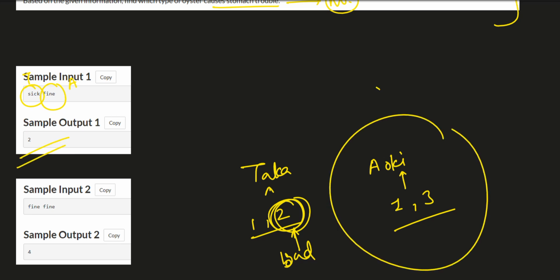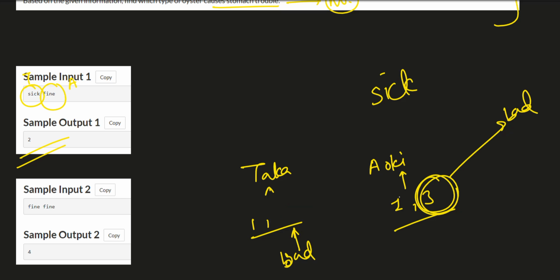Let's say Aoki is sick. If Aoki is sick, can I say that number 3 must be the bad oyster? Why? Because if number 1 was the bad oyster, then both of them would get sick, right? So number 1 would not be the bad oyster. So number 3 would be the bad oyster.